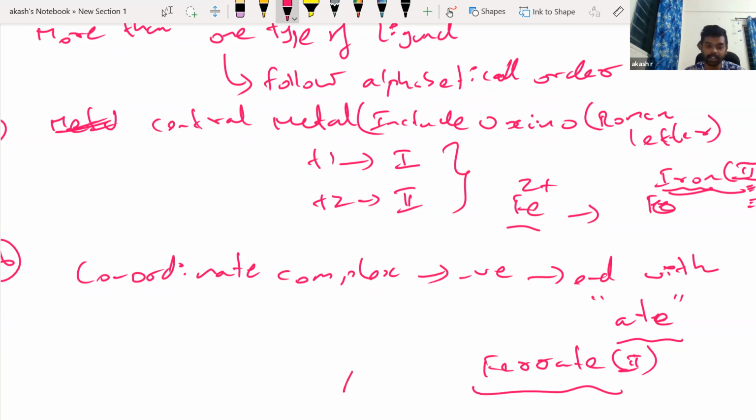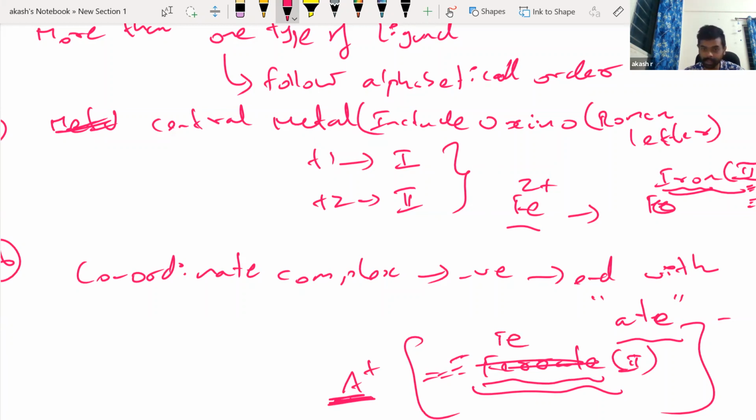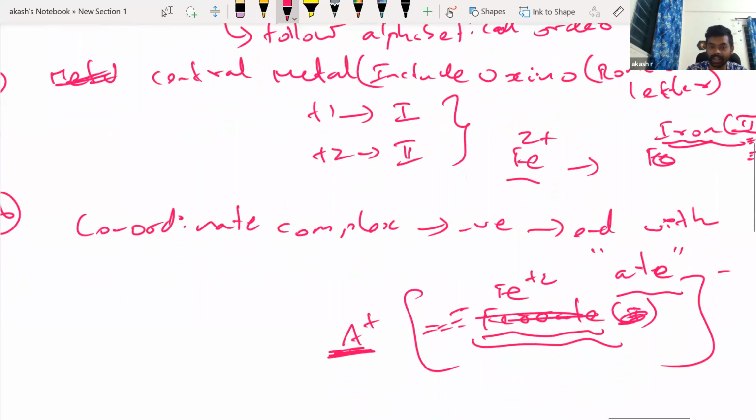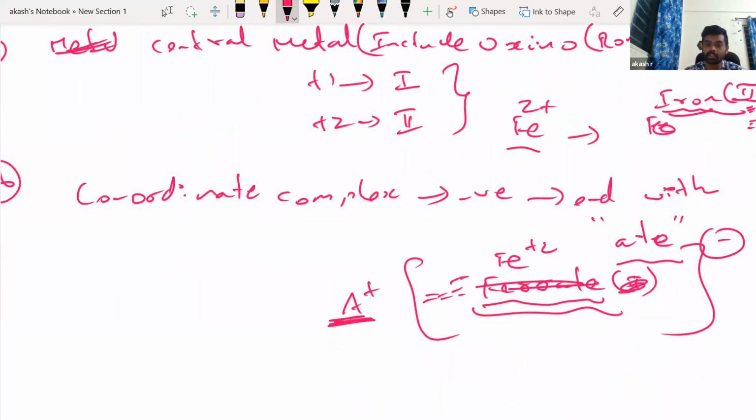Say you have a counter ion, some A plus, and inside the complex you have a negative charge, with the ligands and all. You will name the cation first, then go into the coordination sphere and name all the ligands, then write the metal. Say that metal is in the +2 oxidation state, and you see the complex is negative. So you write all the names and end with ferrate(II). This is how you must end.